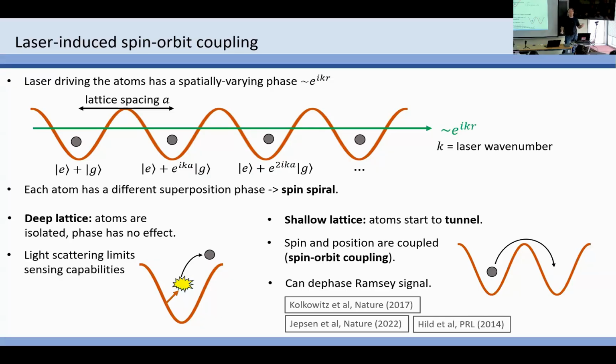Now, it's not a showstopper. Optical lattice clocks have worked with that despite it all the time. But if you really want to find something like dark matter, well, it might start being an issue.